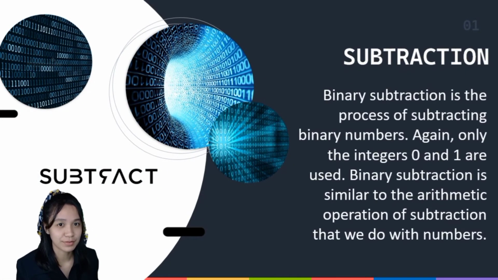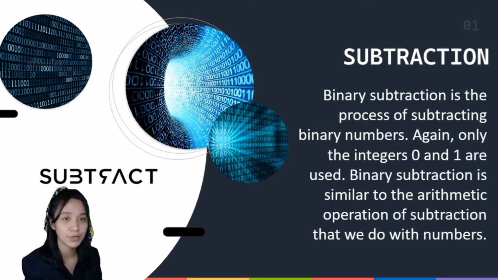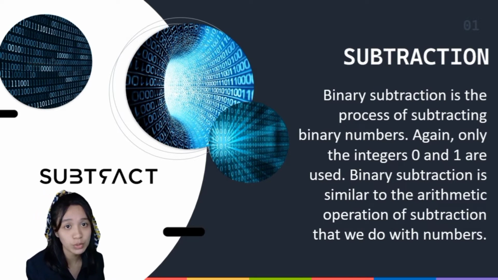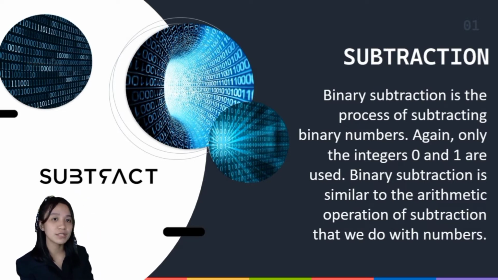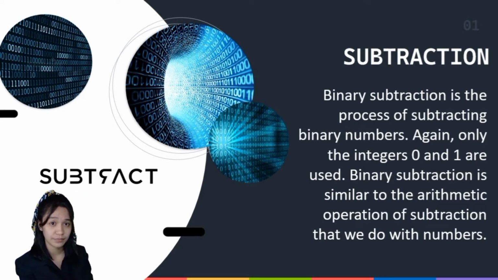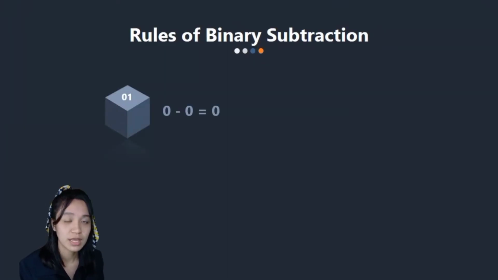Binary subtraction. Binary subtraction is the process of subtracting binary numbers. Again, only the integers 0 and 1 are used. Binary subtraction is similar to the arithmetic operations of subtraction that we do with numbers. And like binary addition, it also has 4 rules for easy calculations. Rules of binary subtraction. 0 minus 0 is equal to 0.